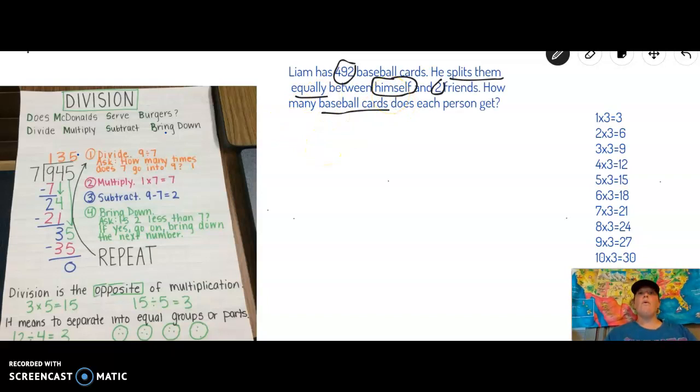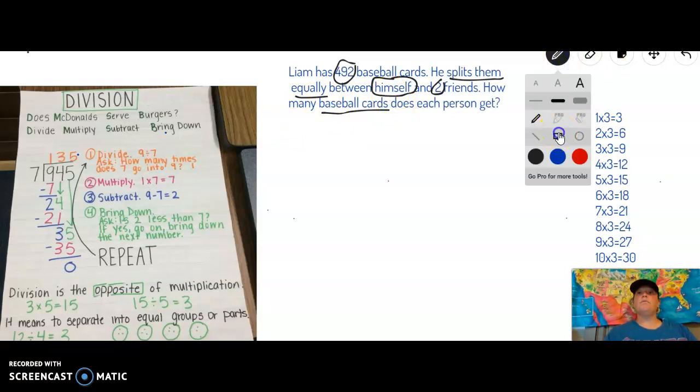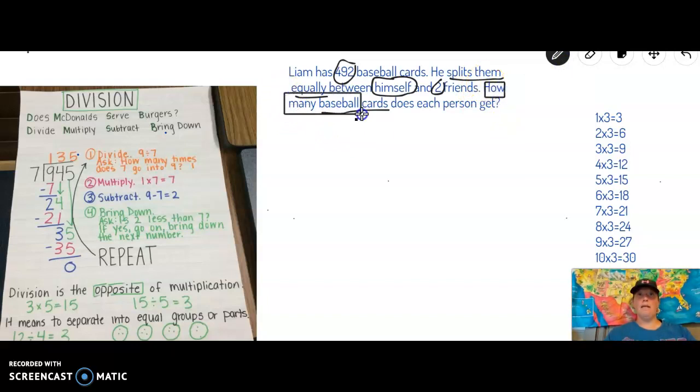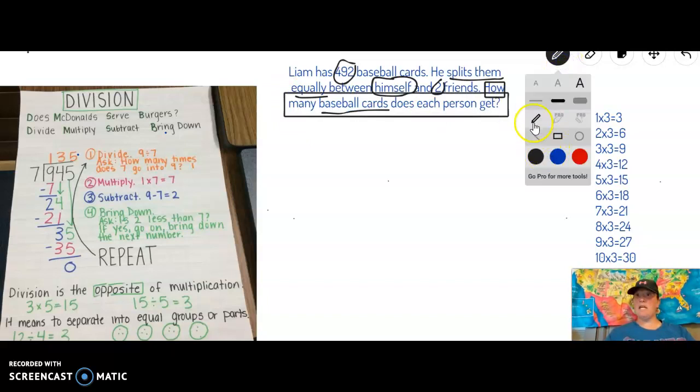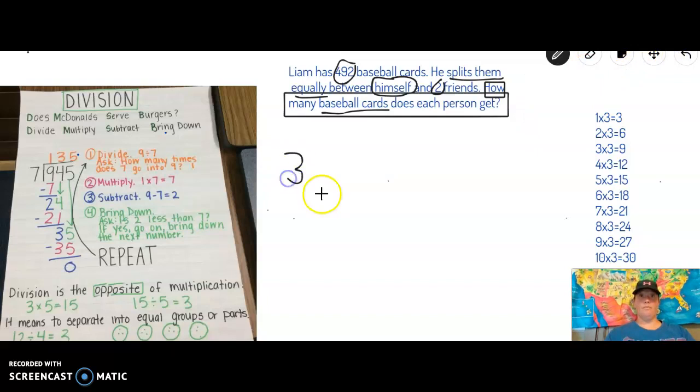So we are going to box how many baseball cards does each person get? That's what they want us to solve. We don't really need to eliminate. And today, we're going to solve. Here we go. We're going to use a standard algorithm. So I know himself and 2 friends is really 3 people. And we are dividing 492 by 3.